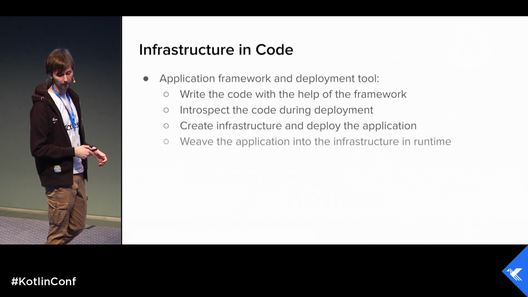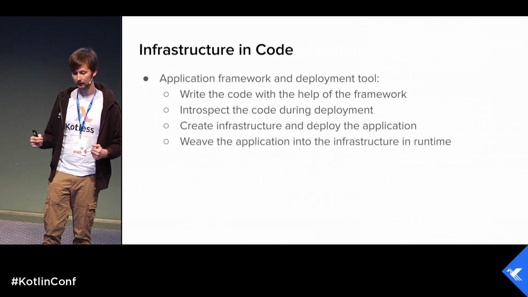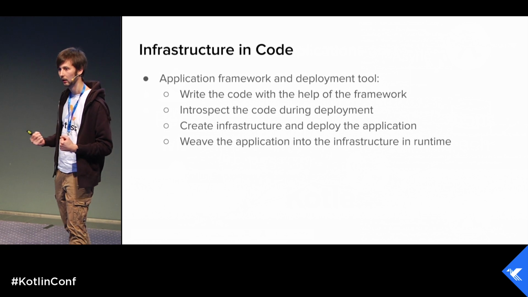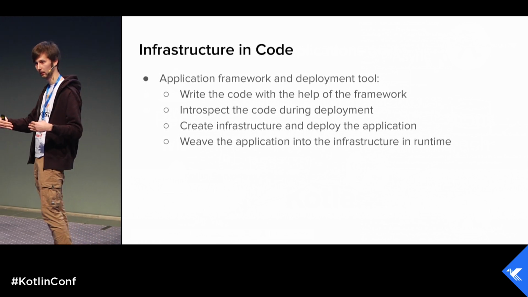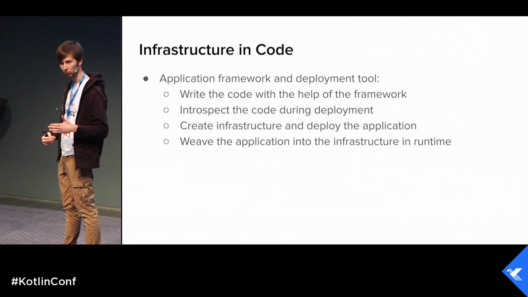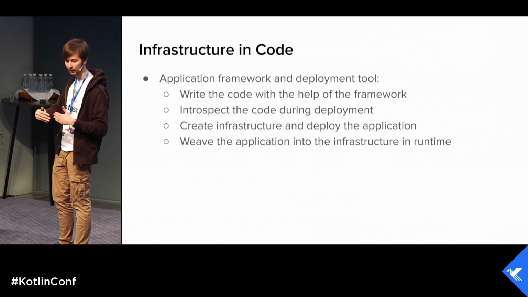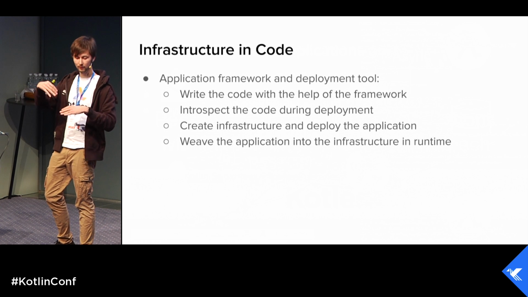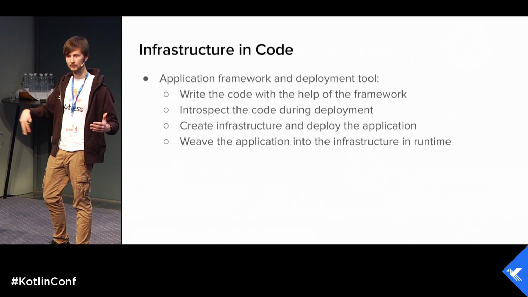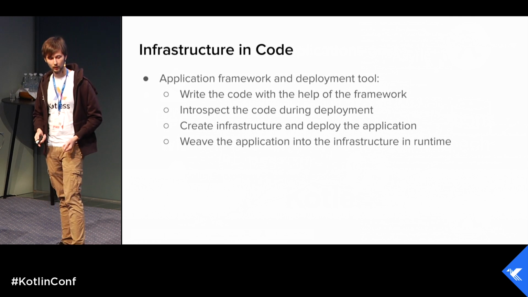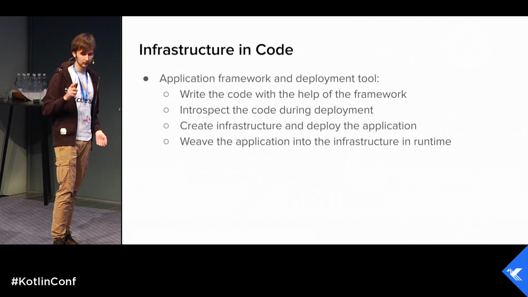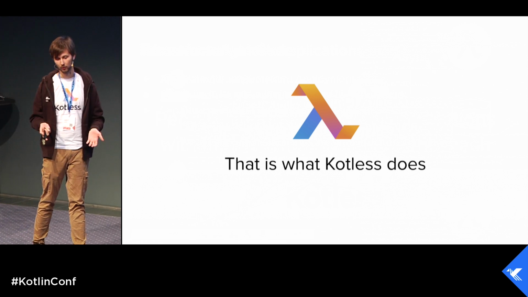Moreover, during the runtime, we know that in case of AWS clouds and other clouds, you need to have your own interfaces to handle the events from the cloud. So the infrastructure as code tool provides the handlers and translates the events from the cloud into events inside the framework that it provides to the end user. So this is actually what Kotless is about.